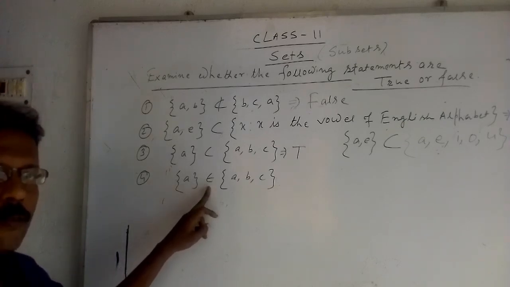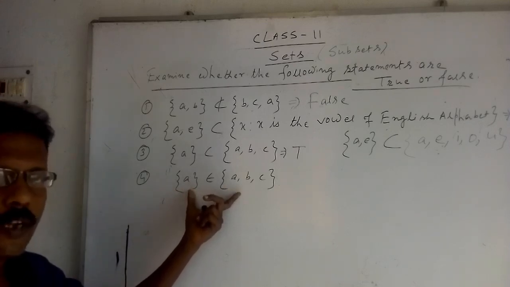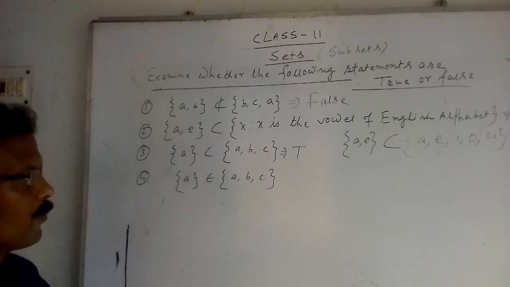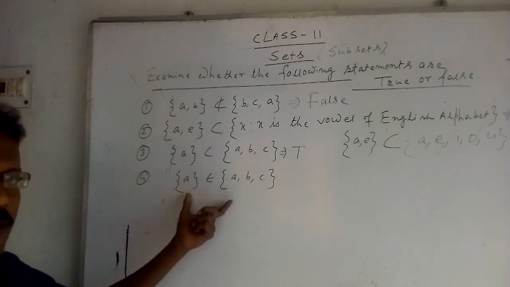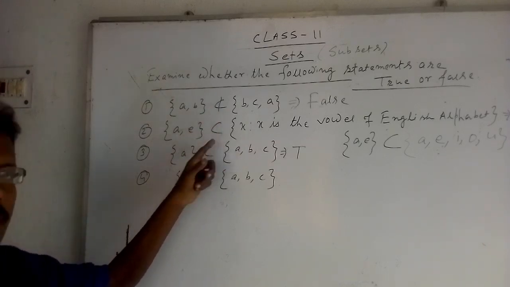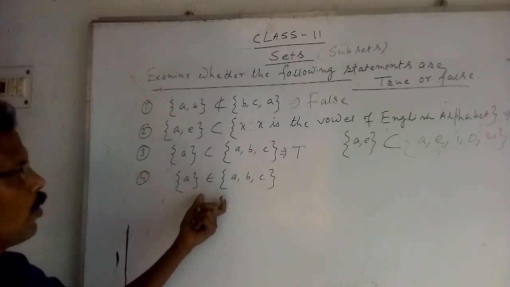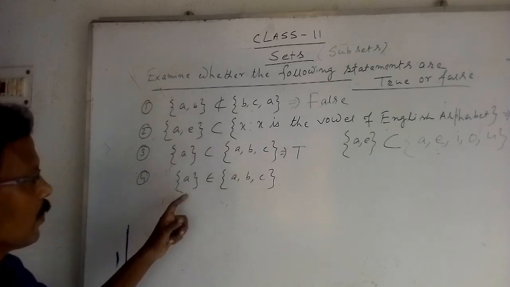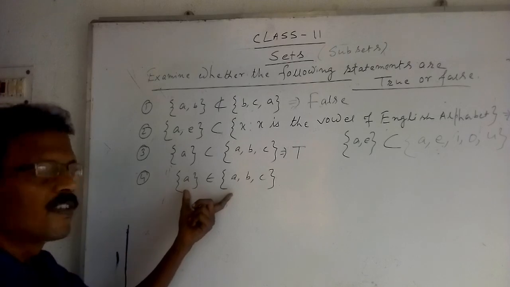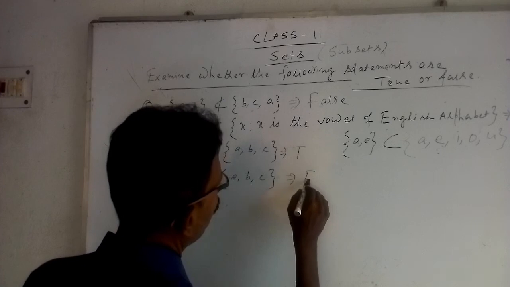This belong sign cannot be put between two sets. Between two sets you can put the subset sign or not subset sign, anything. But the first set cannot belong to the second set. You cannot put this sign between two sets. Therefore, this statement is actually technically wrong. So false.